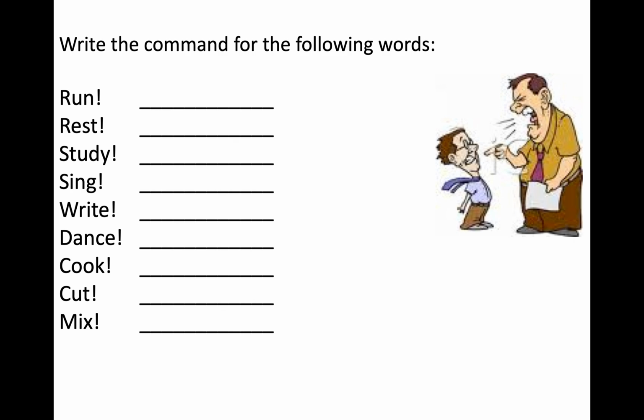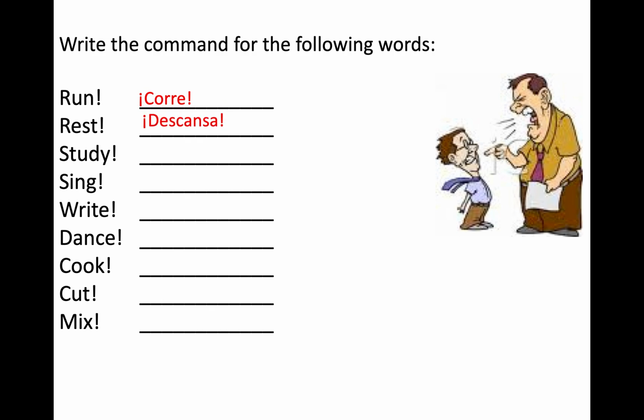Okay, so write the following command forms for the words. Run. Correr is to run. The él, ella form is corre, but if I want to tell my son and I'm talking to him and say run, I would look at him and say corre. It's the same as the él, ella form, but you're saying it directly to someone. Rest, the verb is descansar. The él, ella form is descansa. So the command form is descansa.